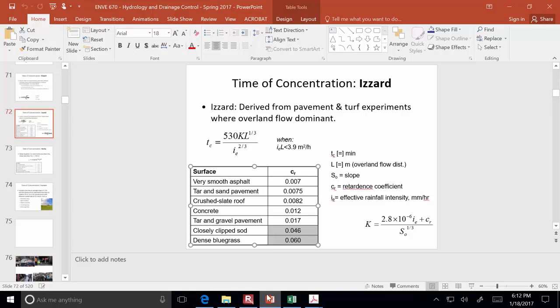And I also have the intensity, duration, frequency table for Huntington. So it's got these numbers, the 4.26, that's inches per hour for a 1-year storm that has a duration of 5 minutes. The units aren't written there, but those are inches per hour.